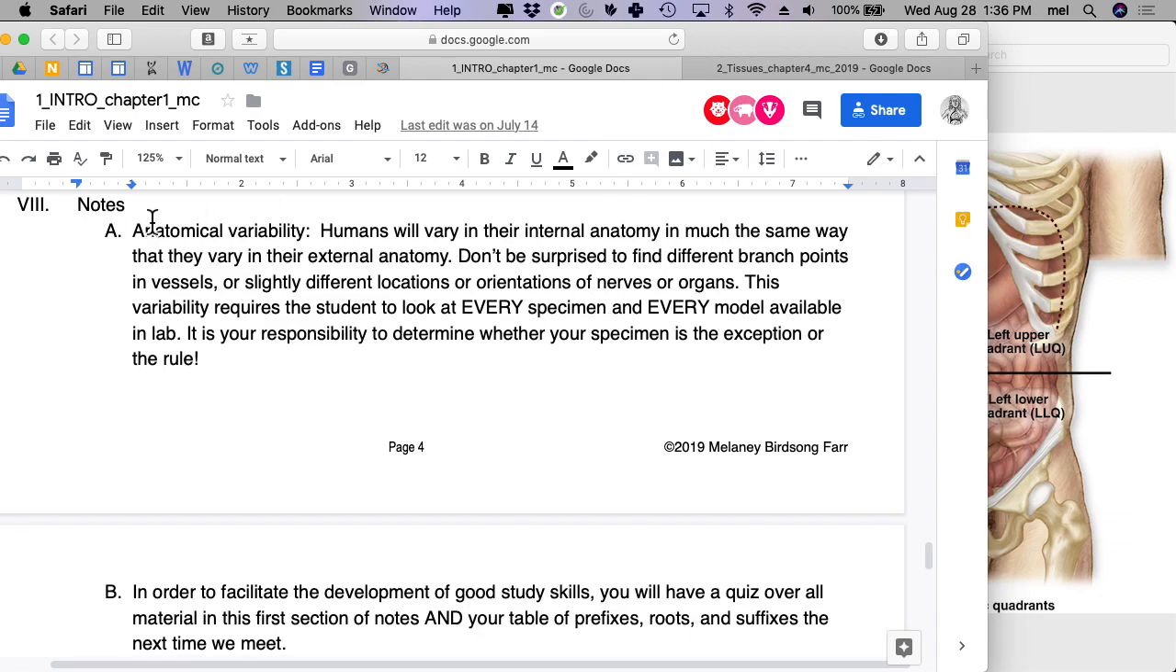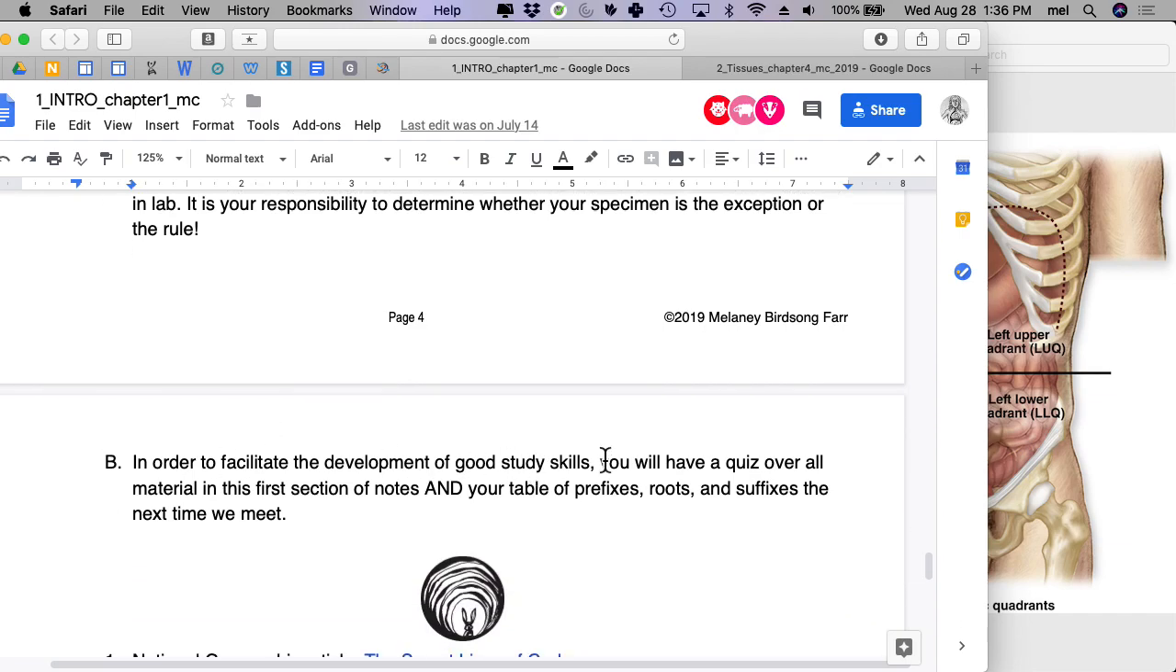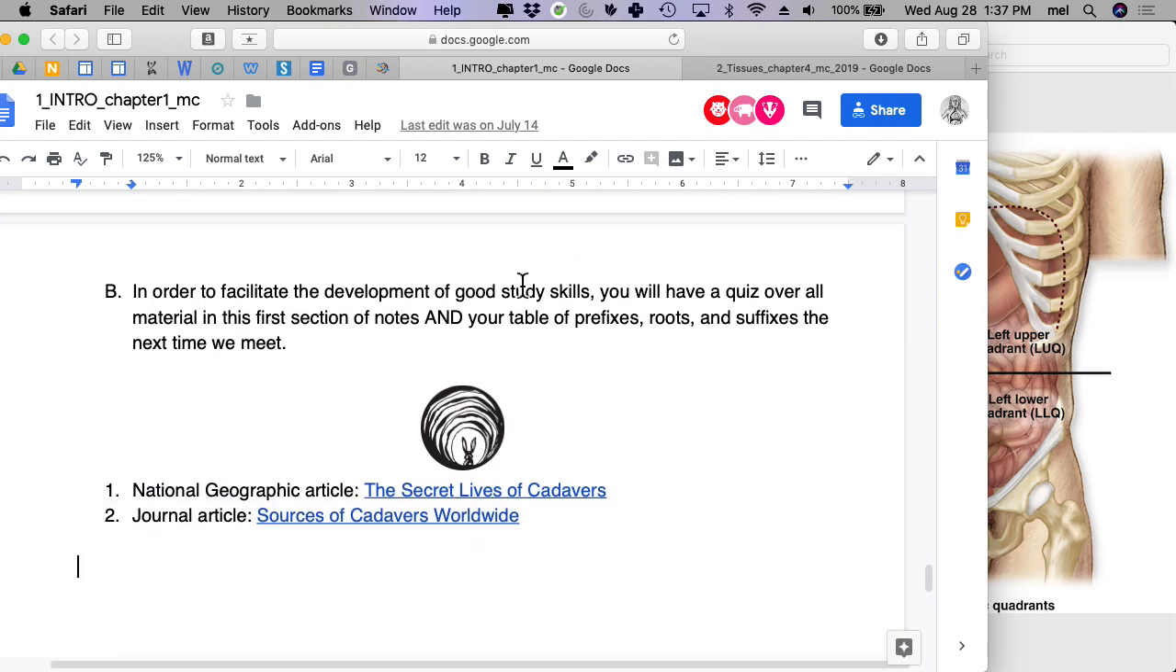Okay, so in order to facilitate the development of good study skills, you're gonna have a quiz over this entire set of notes, plus the prefixes, roots, and suffixes. I'm going to post it later today. I don't know when. Don't email me before midnight because it's still today before midnight. And then you are going to have until Monday at whatever time I decide to do it, okay? And you can go in and do whichever ones you know really quickly, and you can do the other ones later, okay?